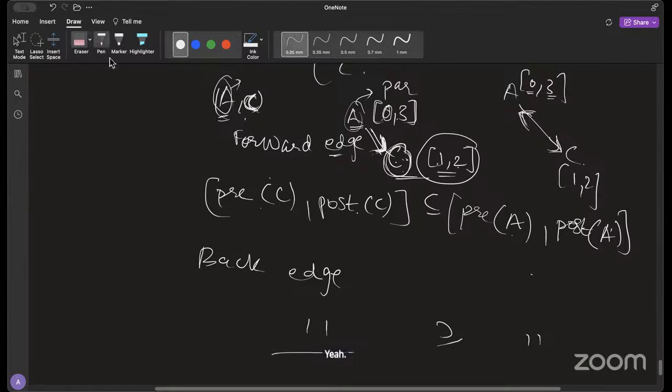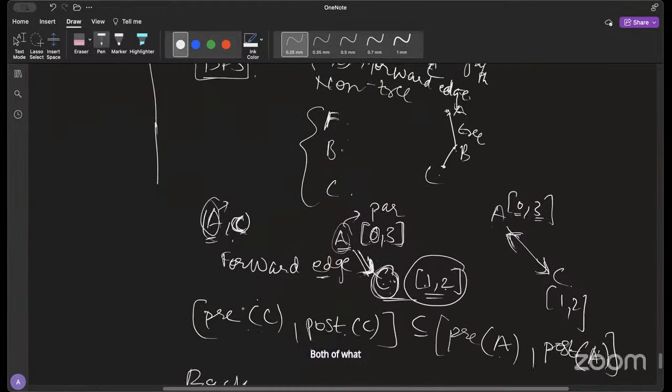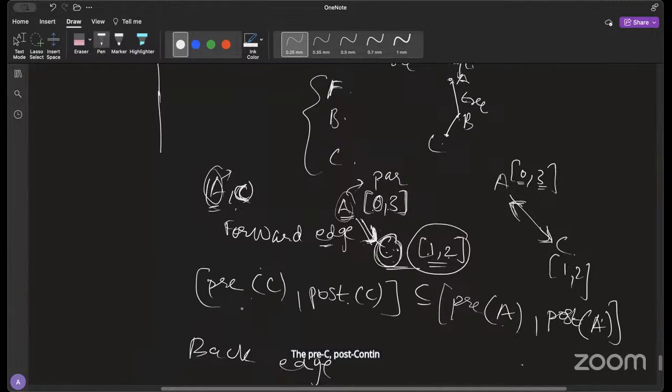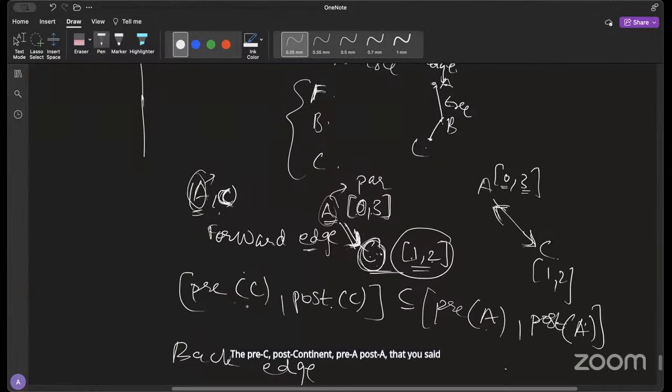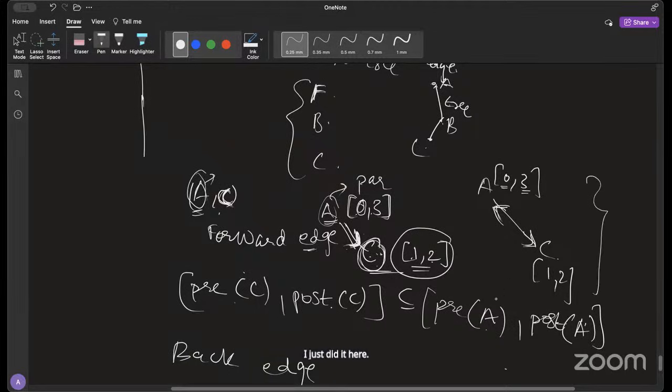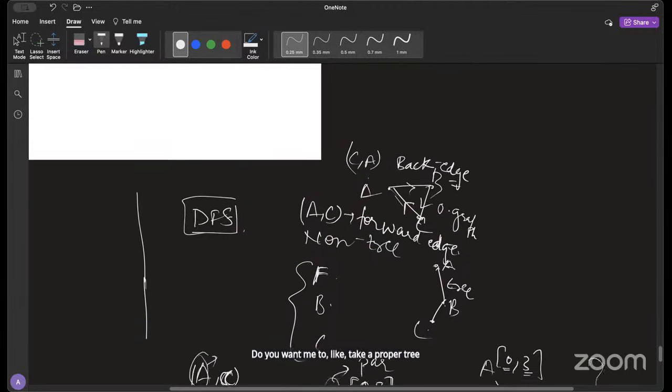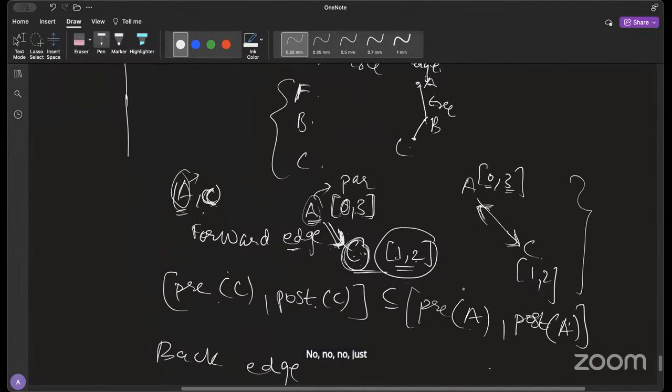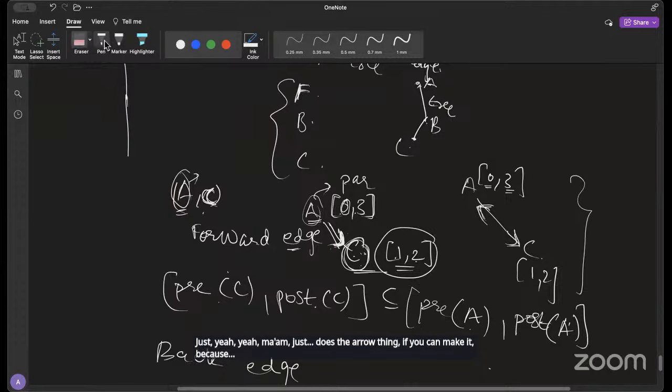Can you just make a diagram of both of them? Both of what? The pre-C, post-C contained in pre-A, post-A, that you said is a backward edge in a way. Yeah. Can you make it? I just did it here. Do you want me to take a proper tree and then do it? No. Just normal. Should there be an arrow for defining it, back edge and forward edge, right? Yeah, in a directed graph, you always have just the arrows. If you can make the arrow thing, because A and C, yeah, for both these two.